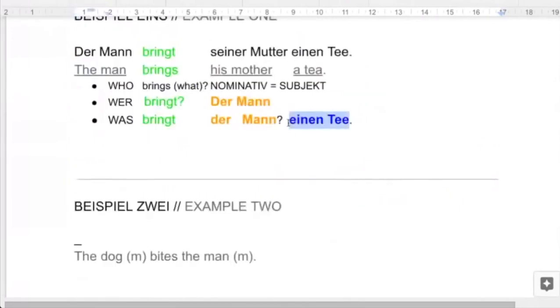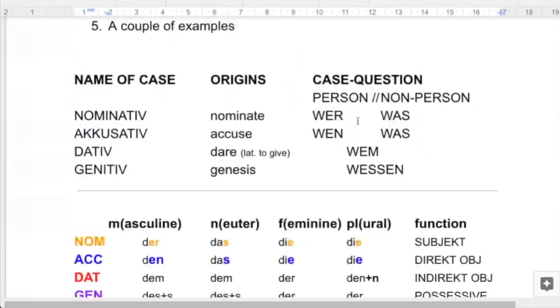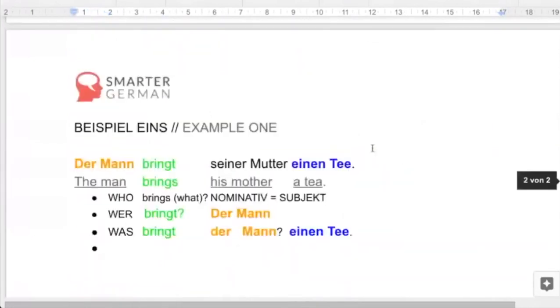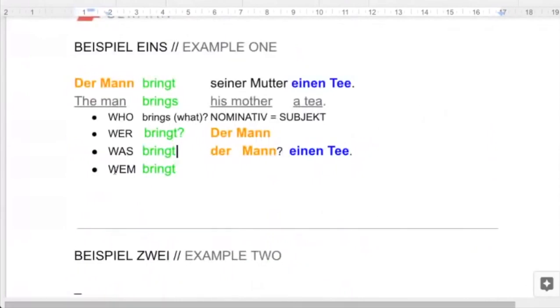Now, next question, because we still have 1 more element. Actually, let me color the sentence a bit more. So the mother is left. And to ask for the mother, in English you would ask, to whom does the man bring a tea? And remember, to whom in German, we already have it, wem. Wem bringt, and we do the same as before. We just integrate everything from above, der Mann, and I just get the answer from the very last question, einen Tee.